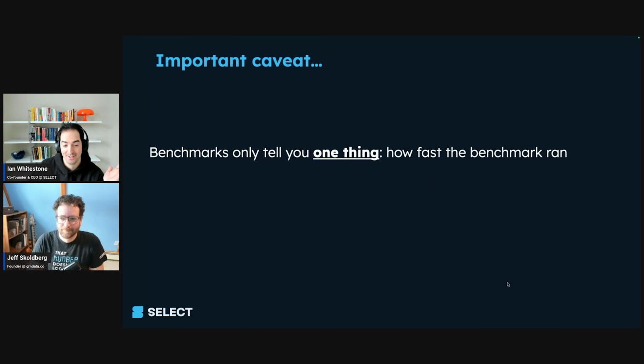So I think one of the most important caveats that we will probably repeat more than once is that benchmarks only tell you one thing, which is how fast the benchmark ran. We're going to put up charts that show Snowflake was faster here and Databricks was more expensive, or Databricks was faster and cheaper here. And all that tells us is that for that particular benchmark, for that particular workload we ran, Databricks may have been cheaper. Or for this other workload that we ran, Snowflake may have been cheaper. At the end of the day, all you can do is take that for what it is, which is that it's faster for this very specific workload that was run.